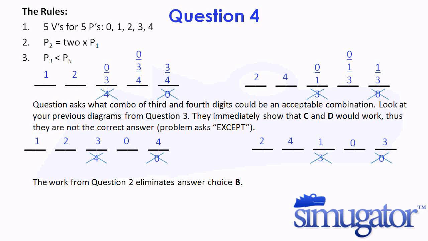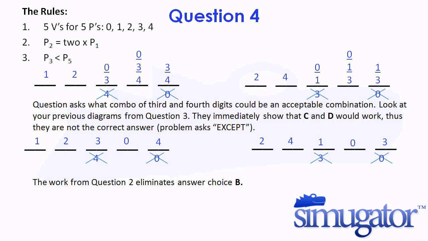Because they would work. So C and D would work. Thus, they're not the correct answer because the problem asked for except. So immediately we can eliminate C and D without even doing much work.